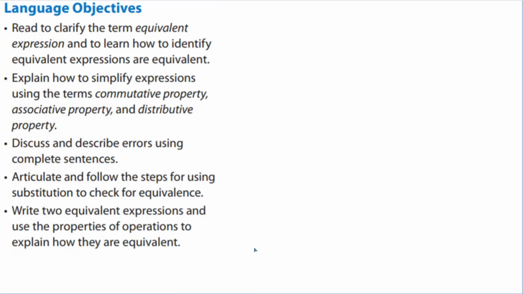For the language objectives, hopefully all students will be able to say, I can read to clarify the terms equivalent expressions and to learn how to identify equivalent expressions. I can explain how to simplify expressions using the terms commutative property, associative property, and distributive property. I can discuss and describe errors using complete sentences.